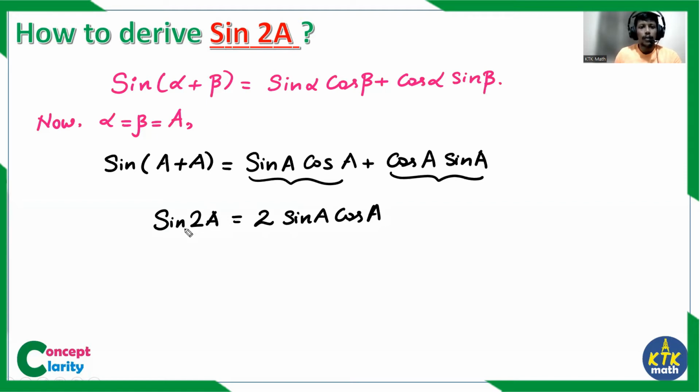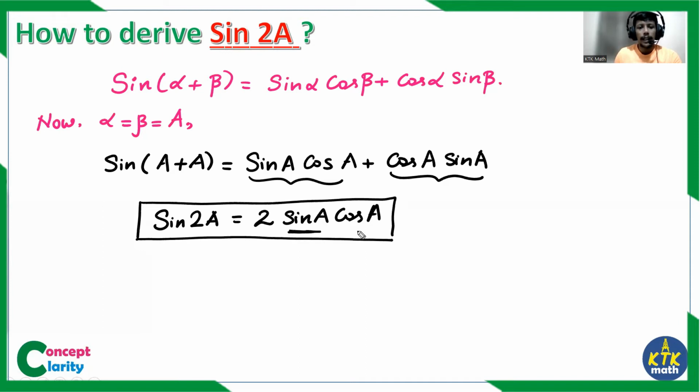To derive the formula for sin 2A, I am just making use of sin(alpha plus beta), which is the addition identity. In the same way, I am going to derive the remaining two identities also, that is cos 2A and tan 2A. But before that, you can note down sin 2A. I got the formula in terms of sin A and cos A. Now I am going to derive the sin 2A formula in terms of tan A. So we'll move to the next one.